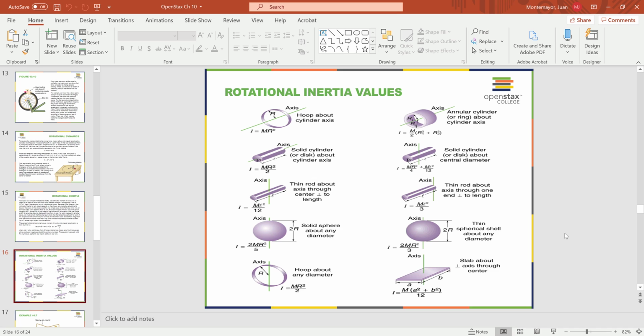An annular cylinder or ring about the cylinder axis is big M over 2 times R1 squared plus R2 squared. A solid cylinder or disk about the central diameter is I equals M R squared over 4 plus M L squared over 12. A thin rod about an axis through one end and perpendicular to the length is M L squared over 3. A thin spherical shell about any diameter is 2 M R squared over 3. And a slab about an axis through the center is M times a squared plus b squared over 12. But for this class, we're going to focus on that hoop, the M R squared, the easy one.